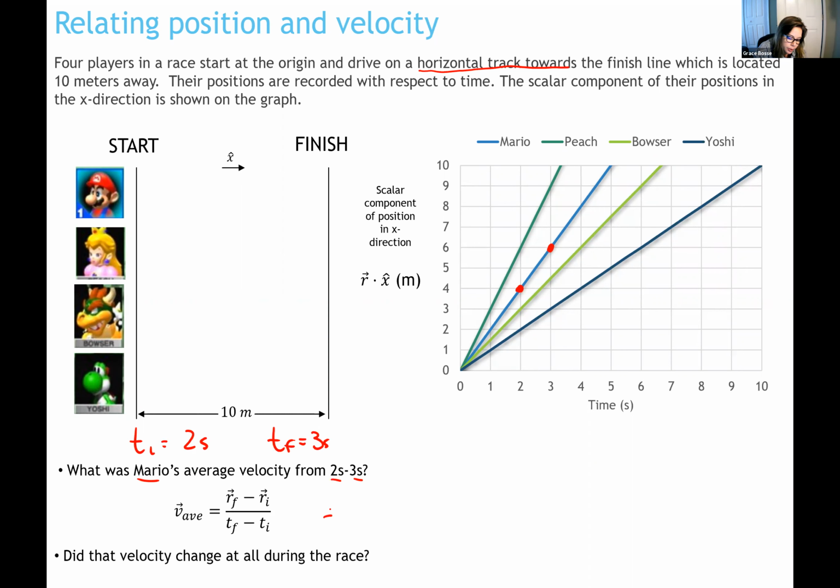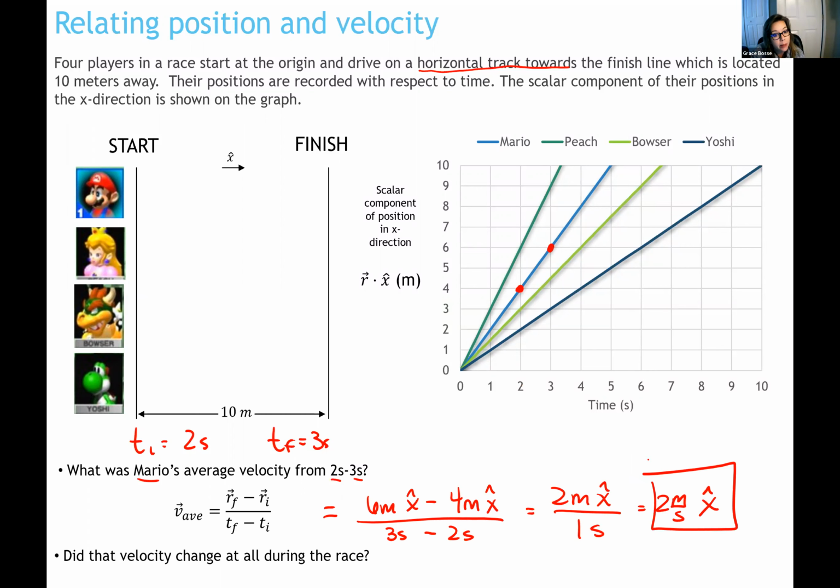To use this equation, his final position vector is at 3 seconds. He was at 6 meters, all of this in the x hat direction, minus his initial position at 2 seconds, which is 4 meters in the x hat direction, divided by t final minus t initial. So 3 seconds minus 2 seconds. And so overall, I get 2 meters x hat divided by 1 second. So that's 2 meters per second x hat. That was his average velocity during that particular time period.